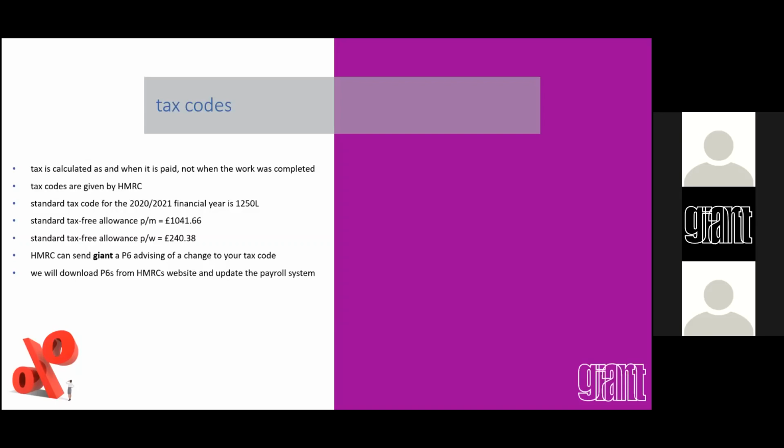Our payroll department downloads the P6 notifications every Tuesday. So if you speak with HMRC on Wednesday, the P6 will not be received until the following Tuesday. Once downloaded, it will be applied in the next available payroll.